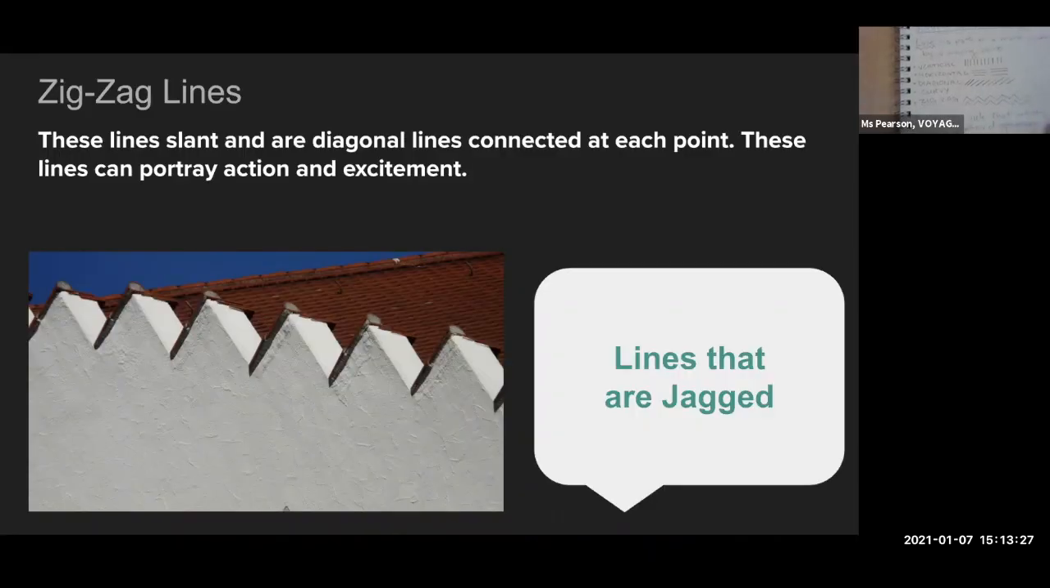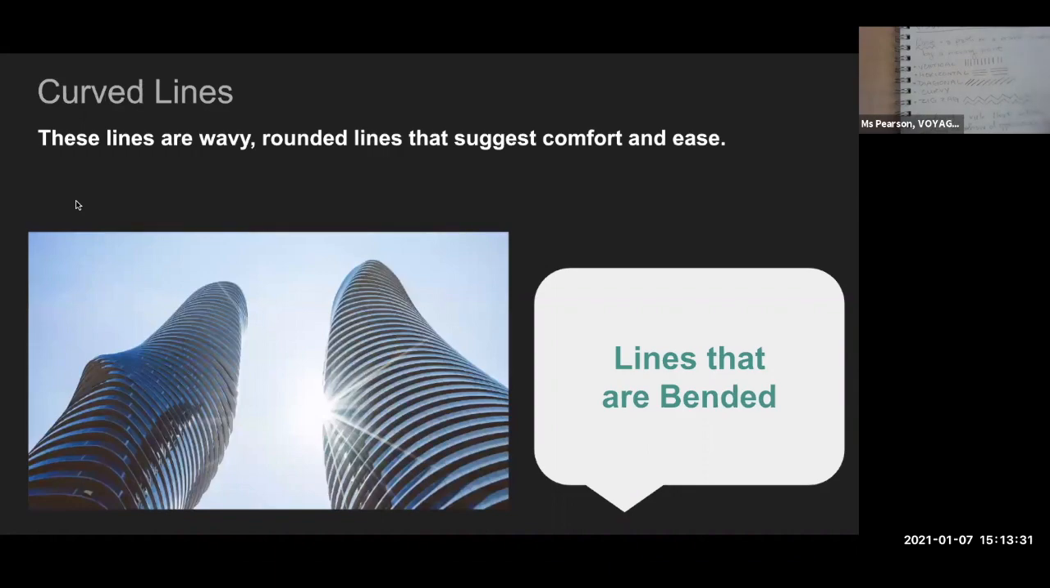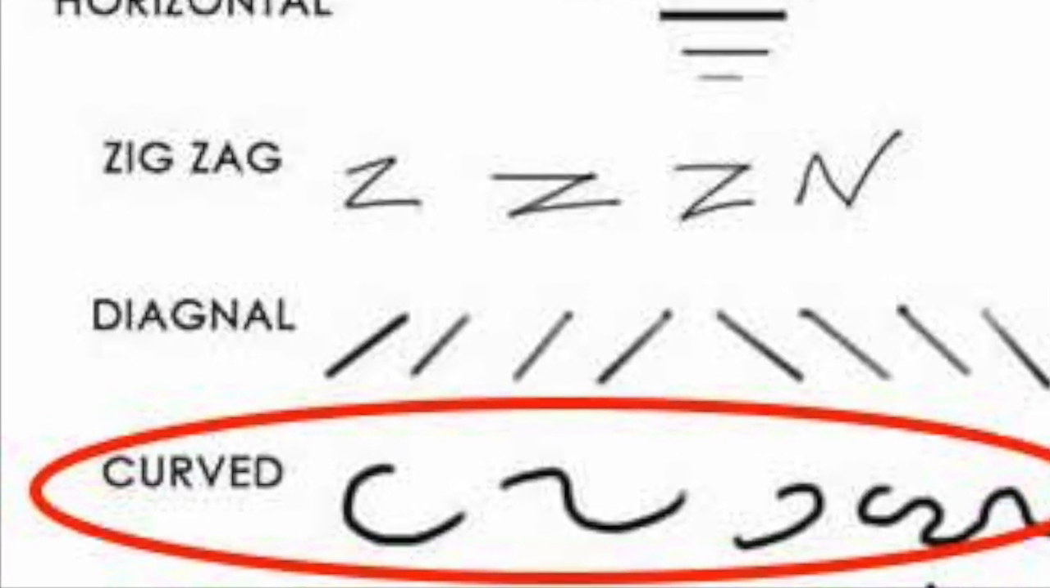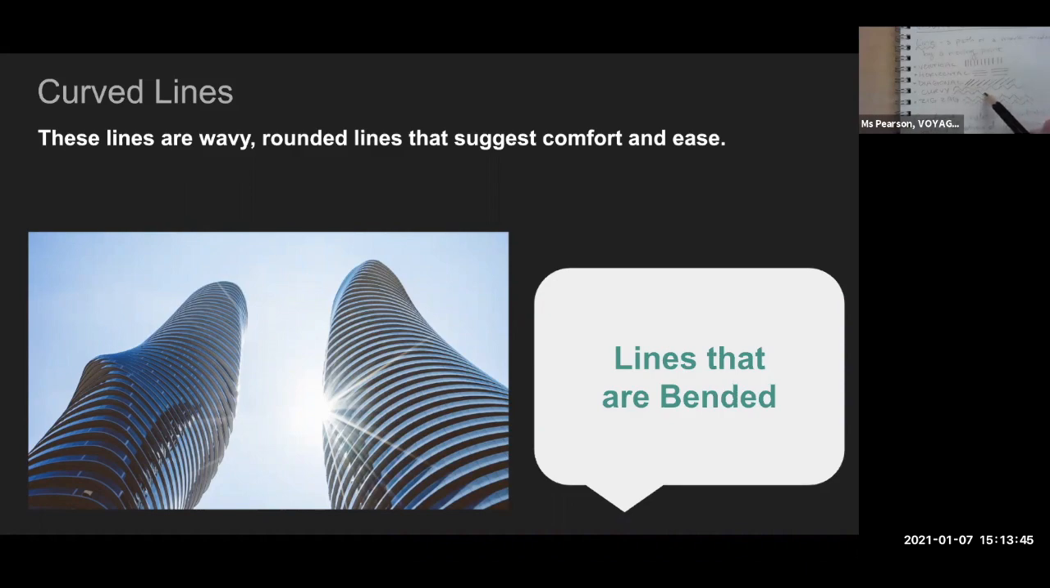And the last type of line that we're going to use and draw, just like Miss Pearson's doing in the video, are those curvy lines. These are lines that bend. There's no straightness to them. They bend. They're rounded. They're wavy. They're loopy-looping. They're spiral. And they suggest comfort and ease.